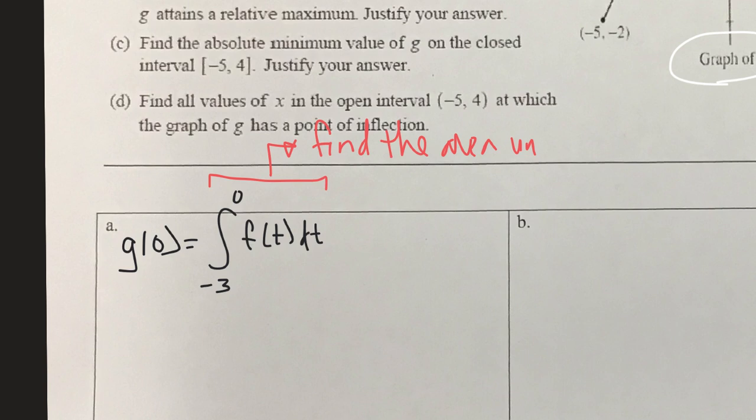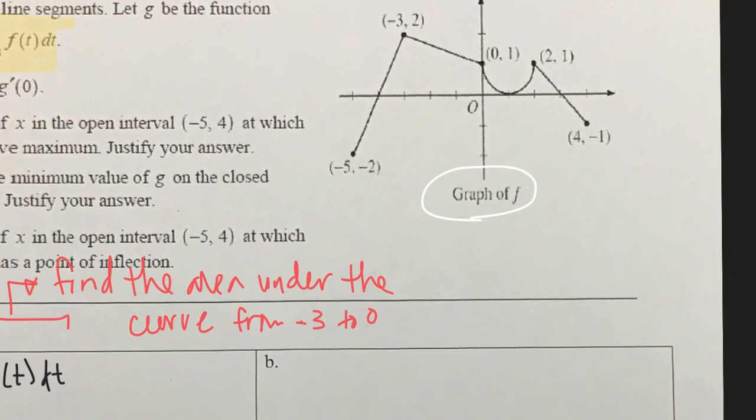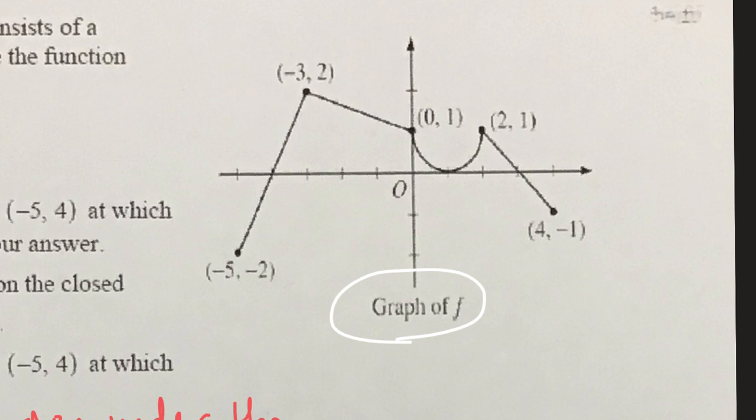Under the curve, from -3 to 0. That is what g of 0 is asking us to find, the area under the curve of our graph from -3 to 0. So let's come over here and look at what that is. Here's our -3 value, so you draw your vertical line. And here's your 0. So what type of shape do we have here?